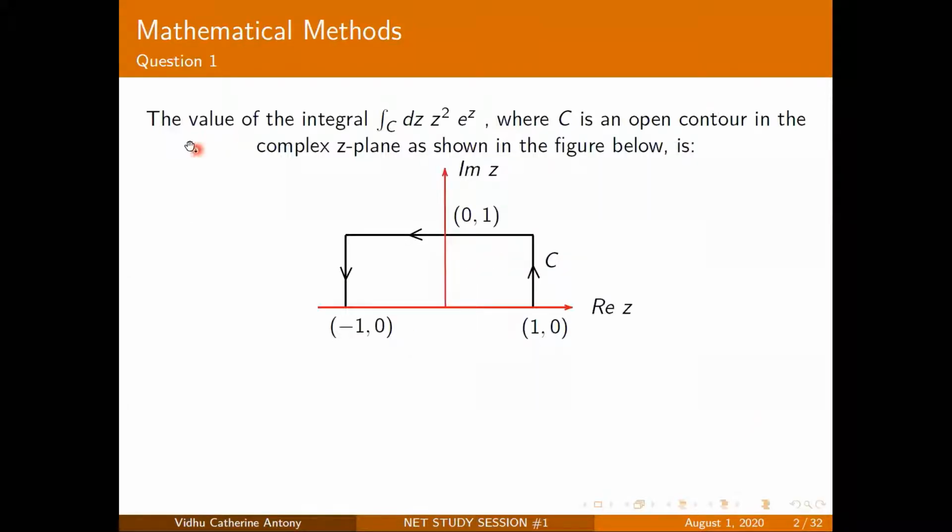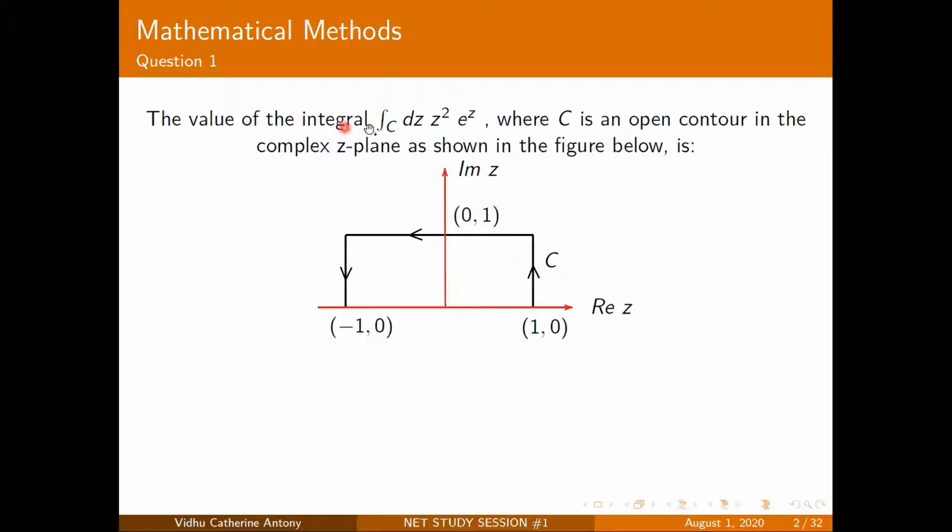Okay, so the first question I have is to calculate the value of the integral along this open contour in the complex Z plane. This is not a closed contour, this is an open contour. So what I will do is make this a closed contour, and then subtract a couple of functions that I have at this point and this point. I will tell you how this is done.